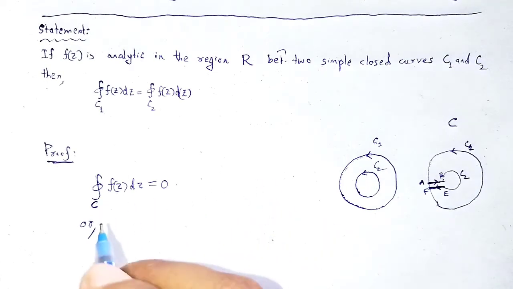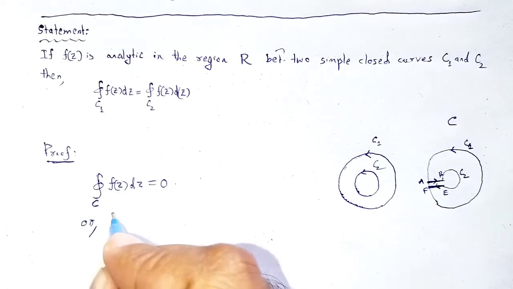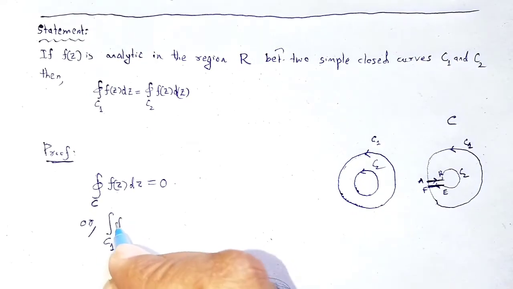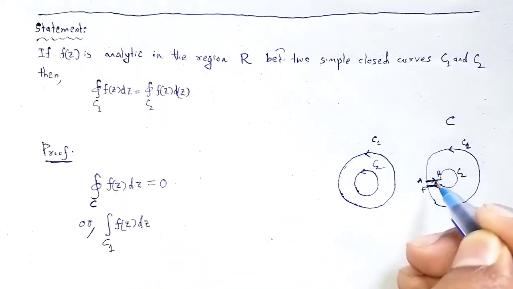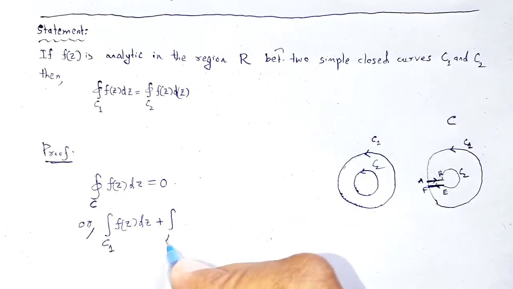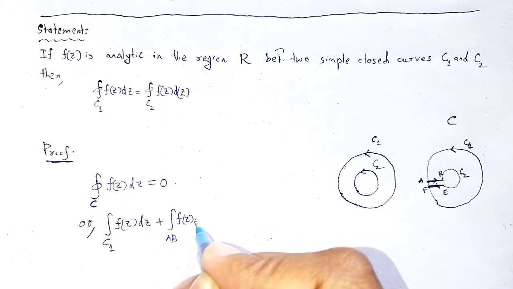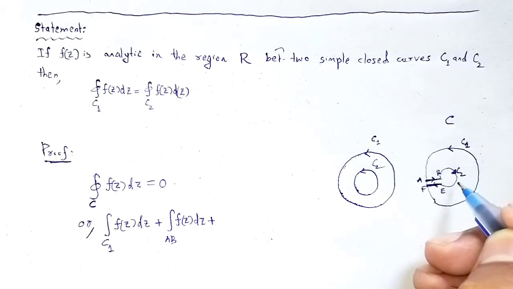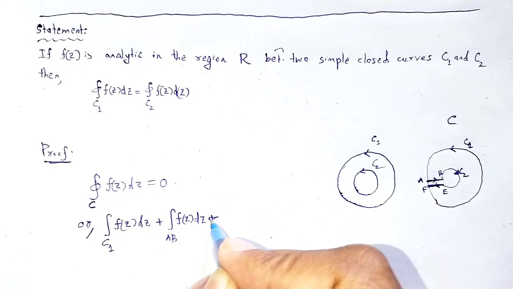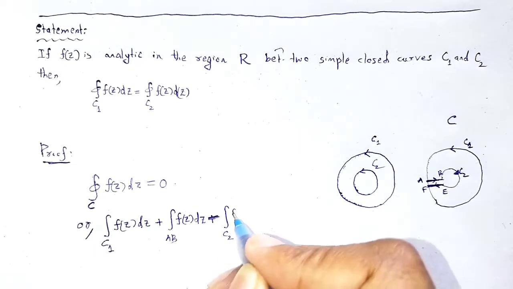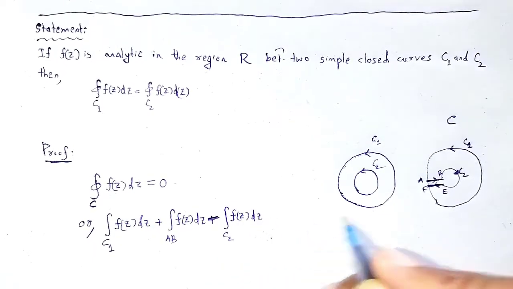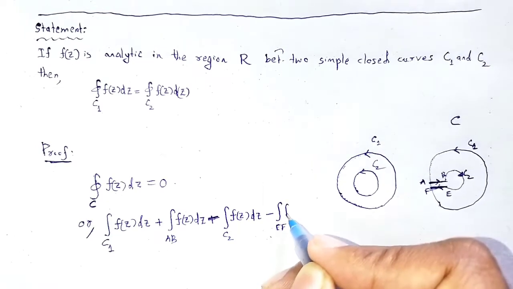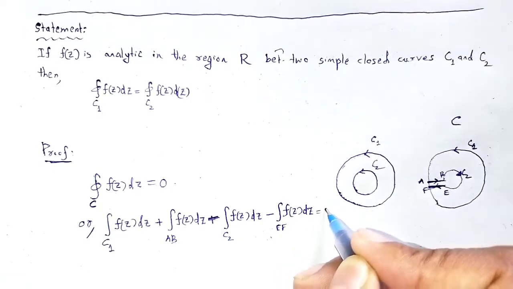So that integral changes to, for anti-clockwise C1, I prefer positive, integral over C1 of f of z dz, plus AB, I prefer positive, integral over AB of f of z dz, plus C2, that is clockwise, so it will be negative, integral over C2 of f of z dz. Outward EF negative, integral over EF of f of z dz is equal to 0.